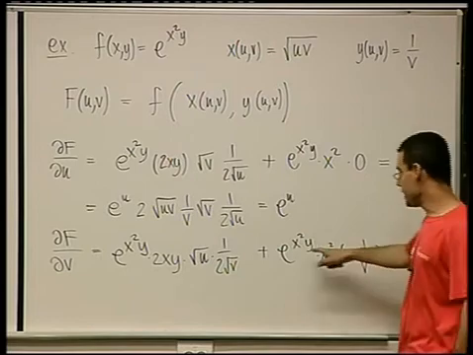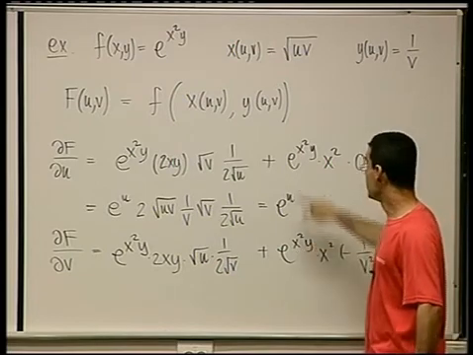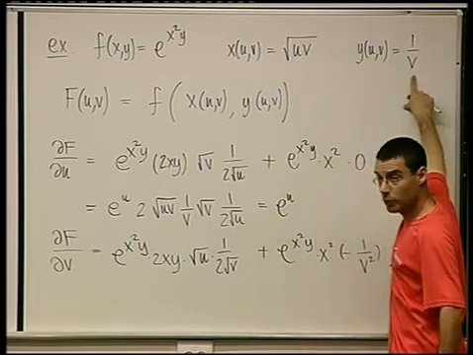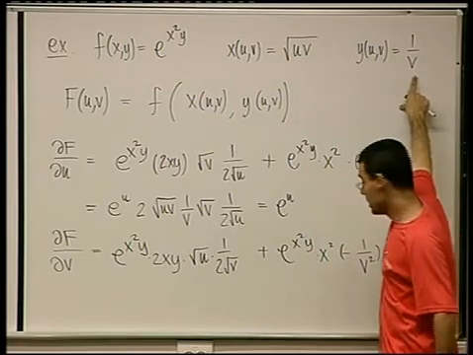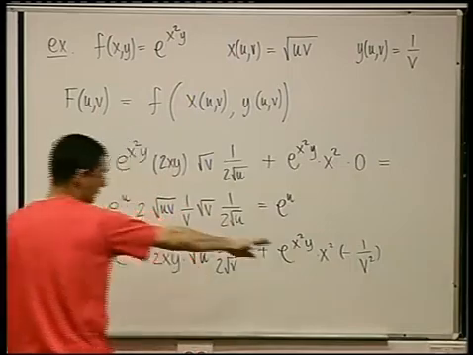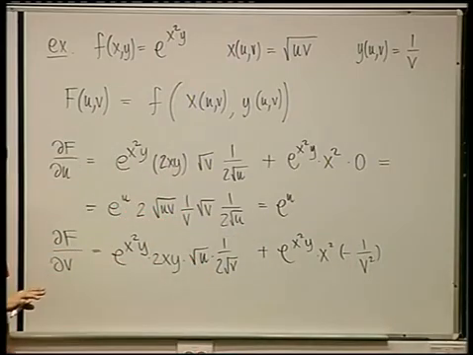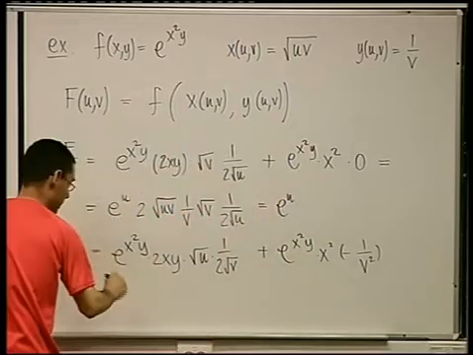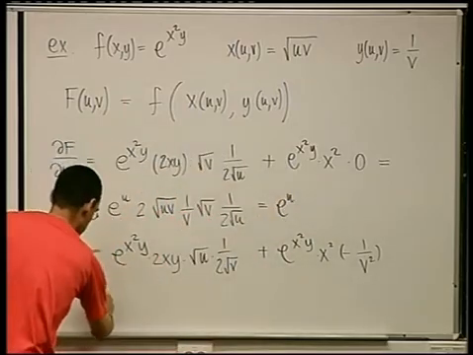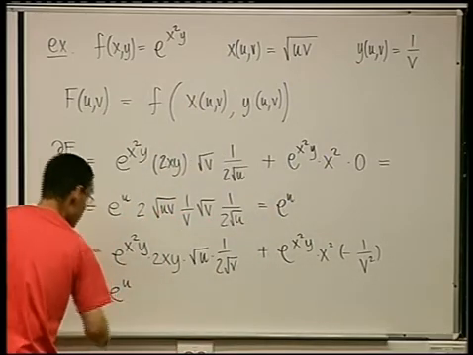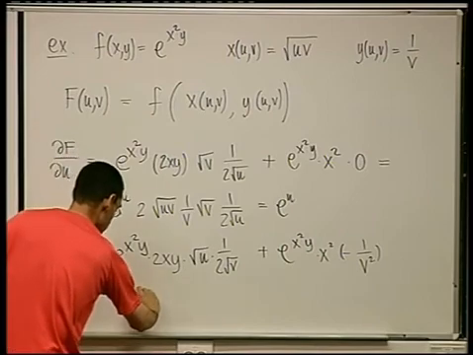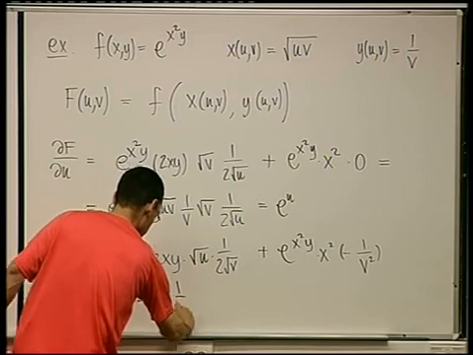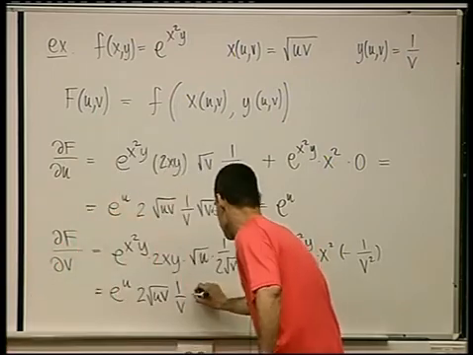Now I have to plug in the x and the y. For x, I have to plug in root uv. For y, I have to plug in 1 over v. Right? Let's do that. And at first glance, it looks more complicated because nothing cancels. In the first derivative, this entire term canceled. So this I already did. So I know this is e to the power u times 2 root uv times 1 over v. And then I have this business.